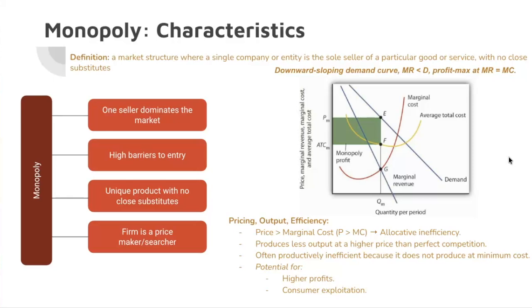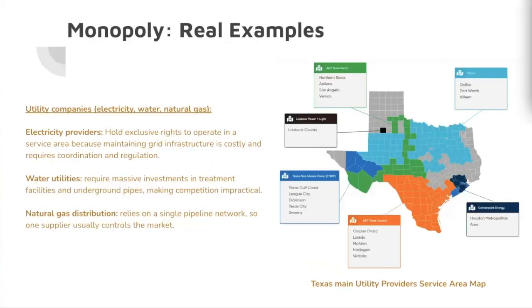Moving on to monopoly real examples. Utility companies provide an excellent example of real-world monopolies. This map shows electricity providers across Texas. An electricity provider holds exclusive rights to operate in a specific service area, because maintaining grid infrastructure requires massive capital investment: power plants, transmission lines, substations, and distribution networks. Having multiple competing electric grids in the same area would be economically wasteful and impractical.